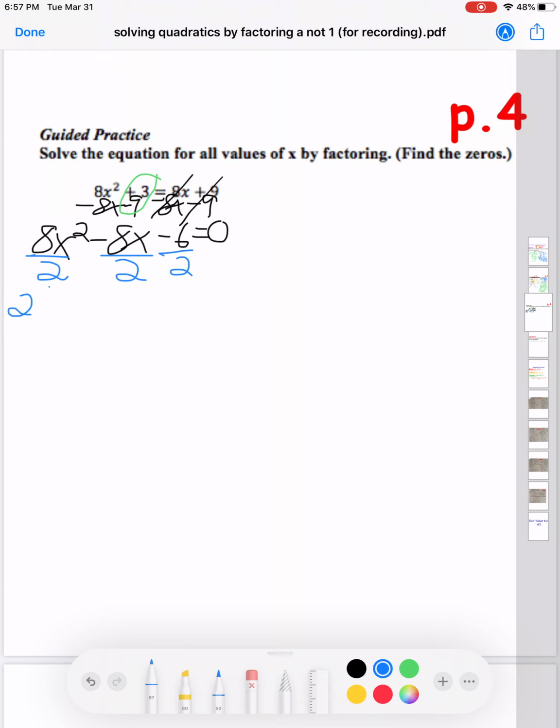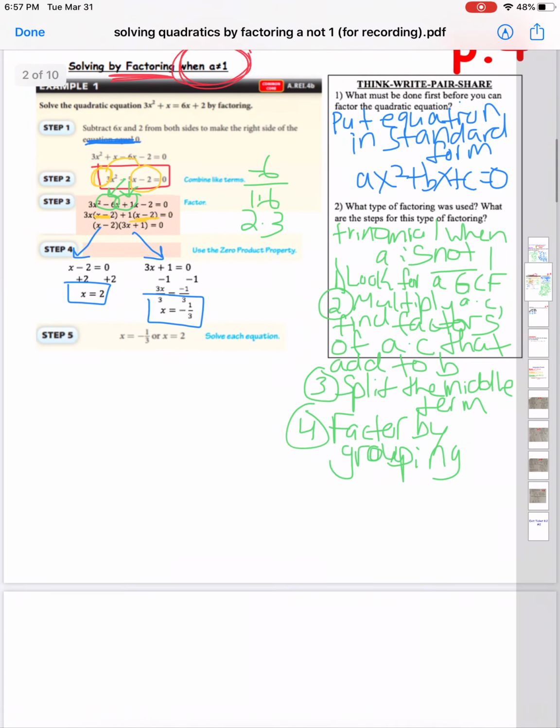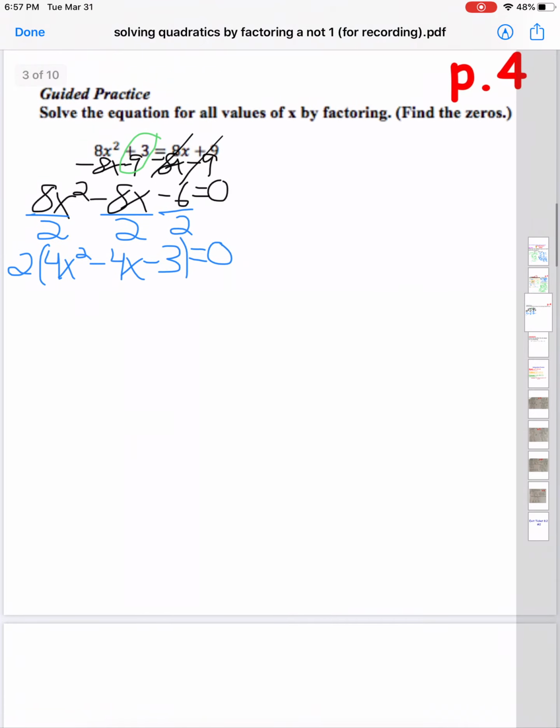When I factor out a 2, I'm left with 4x squared minus 4x minus 3, and I'll bring down my equal sign and my 0. So now I'm going to leave that 2 out front and ignore that for right now. The next step in our method of factoring, if we look back at our notes here, says to multiply a and c, then find factors that also add to b.